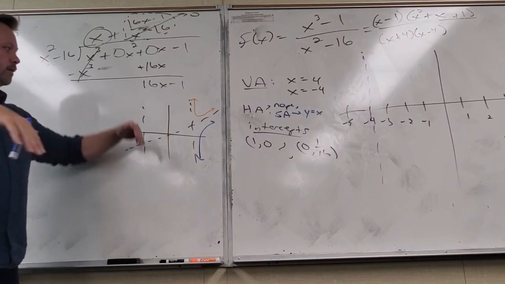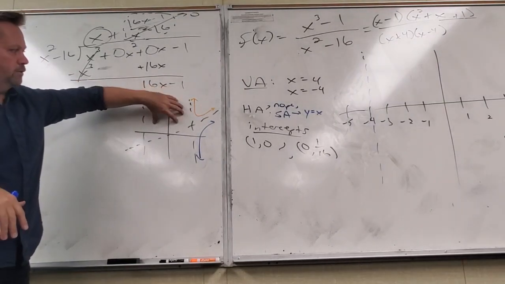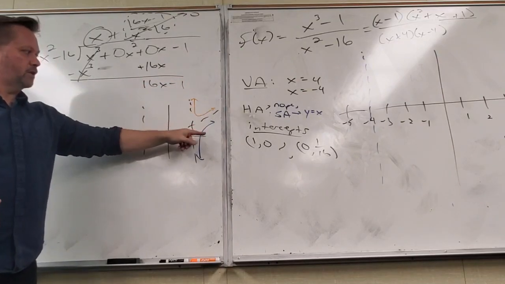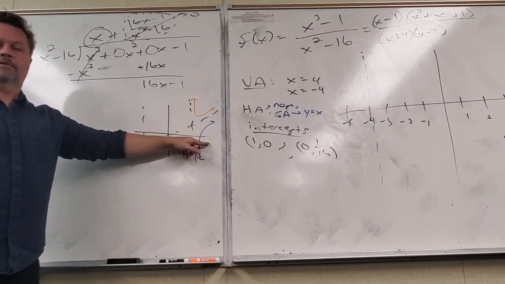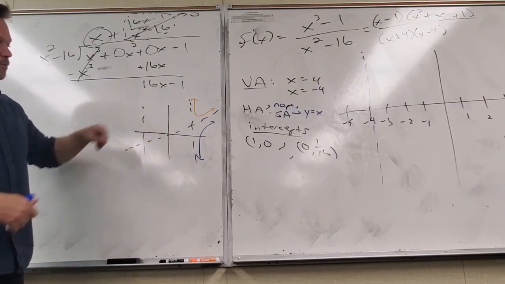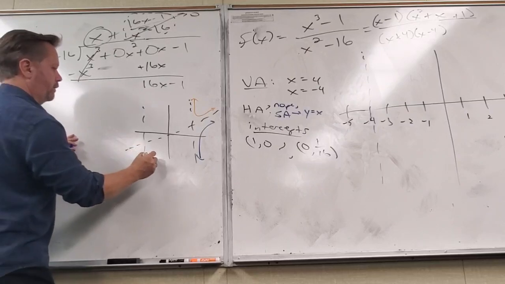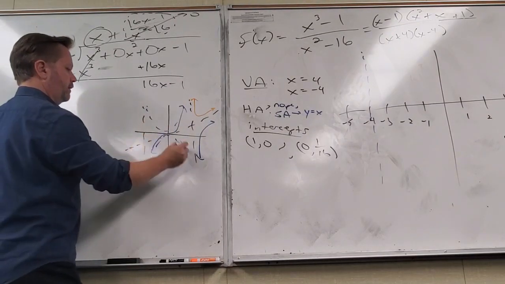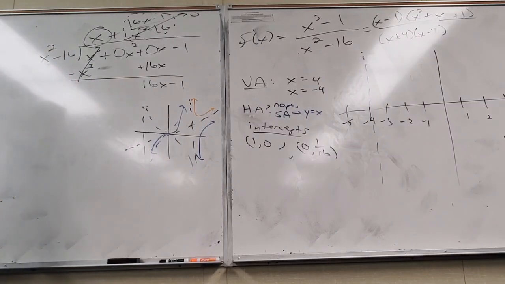Okay, 1, 2, 3 regions. So in this region, it could either be up here or down there. What could it be doing in this region? Well, it could be doing this, it could be doing this. It could be doing a lot of things in there, right? It could look like that, it could look like that, it could look like this. So we've got to figure that out. Do we have to do it for all 3 regions?